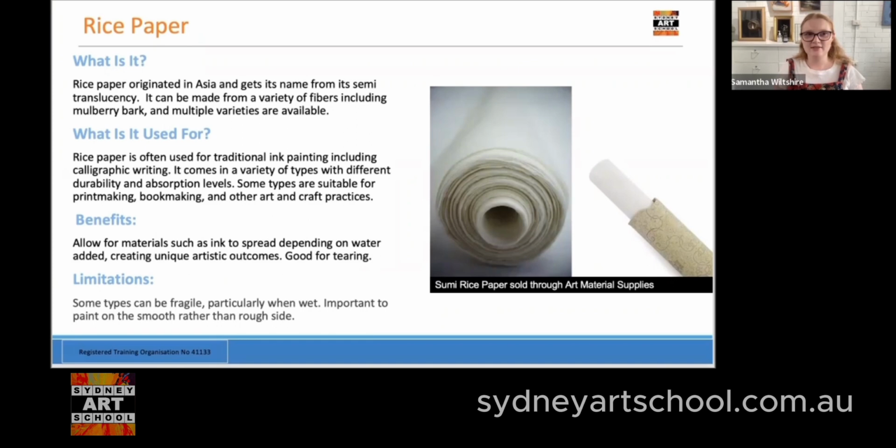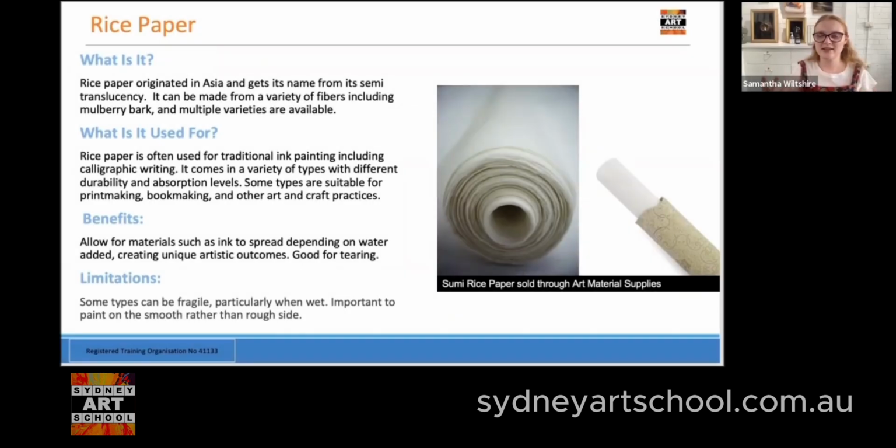It comes in a variety of types, which we already talked about, that have different levels of durability and absorption. And some of these types are suitable for printmaking, bookmaking, and other art and craft practices as well. The benefits of a typical rice paper is that they allow for materials such as ink to spread depending on how much water you've gone ahead and added. And these oftentimes create unique artistic outcomes.